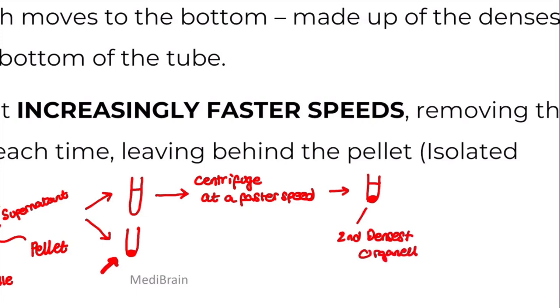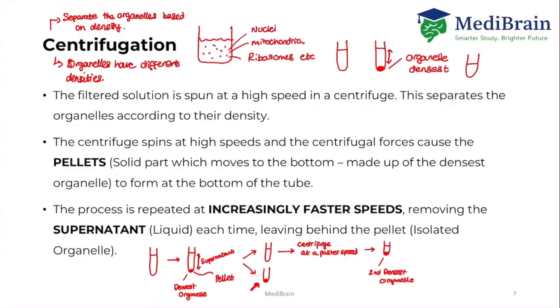And then you can do the same process. You can separate out the organelle, you can pour the supernatant into another test tube, and then centrifuge again at a faster speed. Okay, and that will separate your organelles according to density, basically. Okay, and that's basically centrifugation.